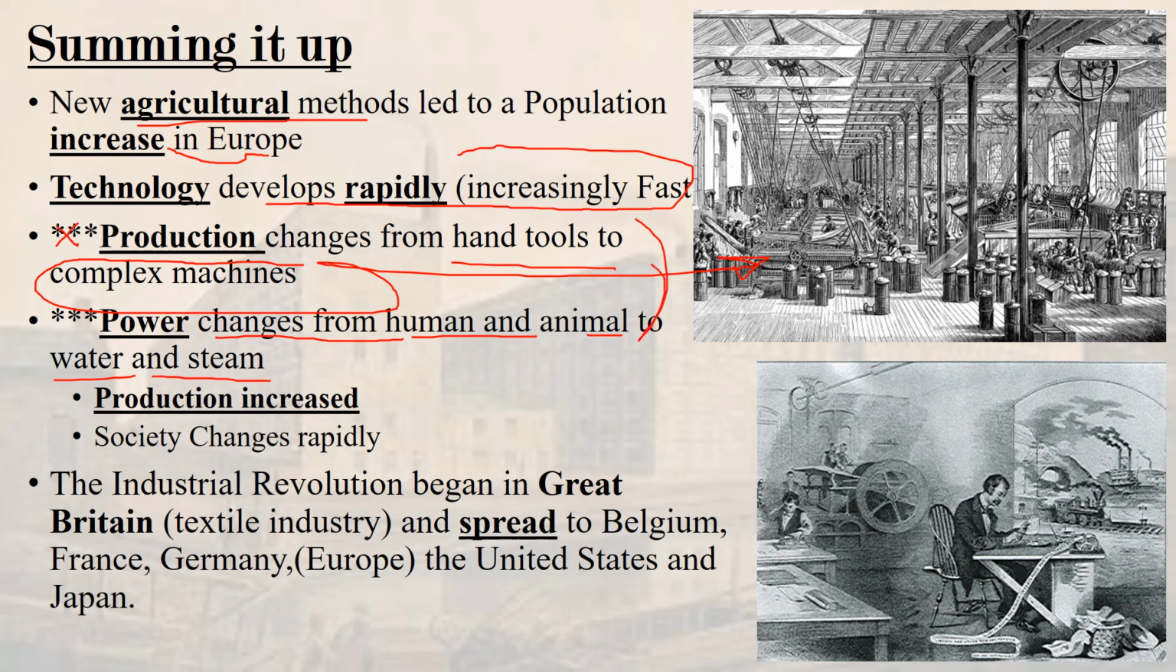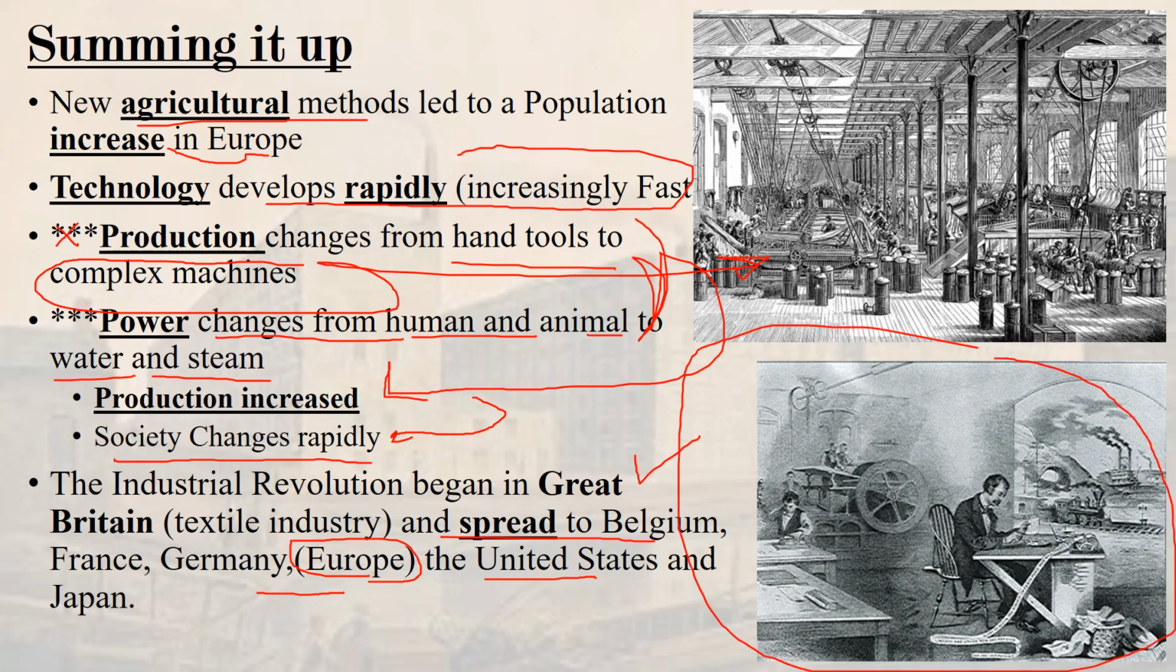The effects of these two things are that production increases and society, starting in Great Britain, spreading throughout Europe and to the Americas, society itself changes very, very rapidly. The Industrial Revolution that begins in Great Britain spreads to Belgium, France, Germany, pretty much all of Western Europe, and the United States, and eventually Japan. And it dawns a new era in human history.